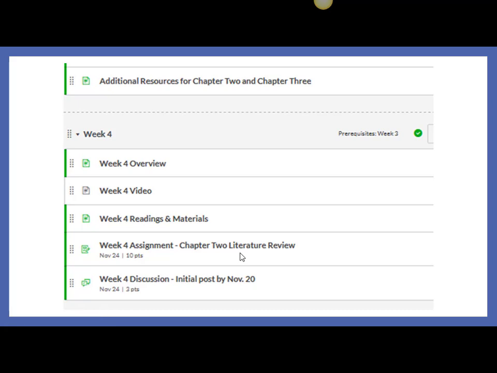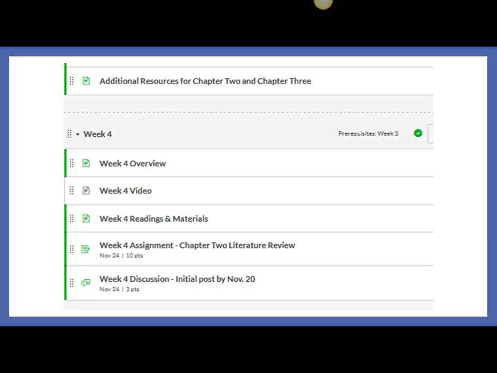Literature review is probably one of the larger chapters in your thesis. It's approximately 10 pages long. And this is where you present the research that you've read on your article to support your problem in focus.